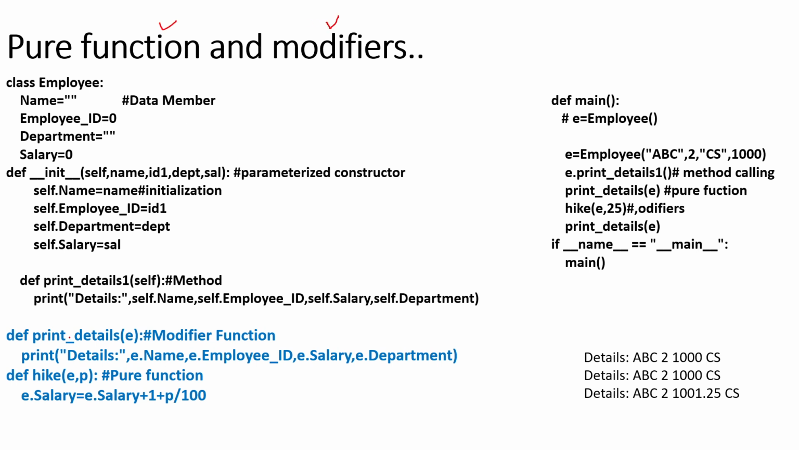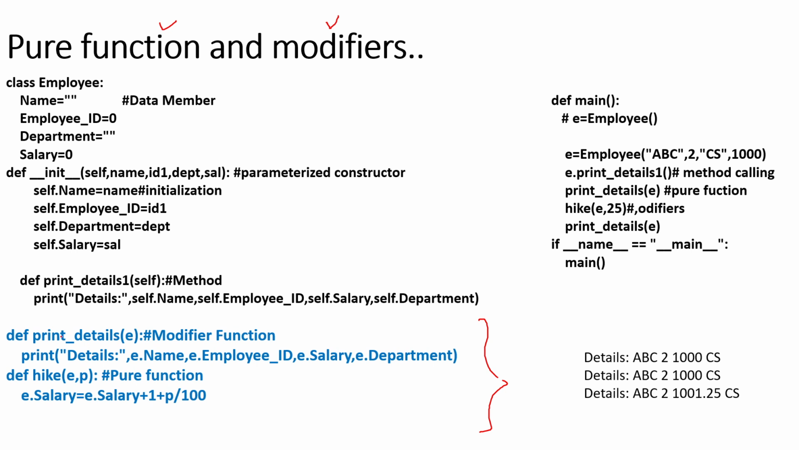If I write the function inside a class, then that is called a method. There are two types of methods, pure methods and modifier methods. Here the coding is done outside the class. That is why these are called functions. The colored one is a new thing. One is a modifier. I'm going to print the details of an object.